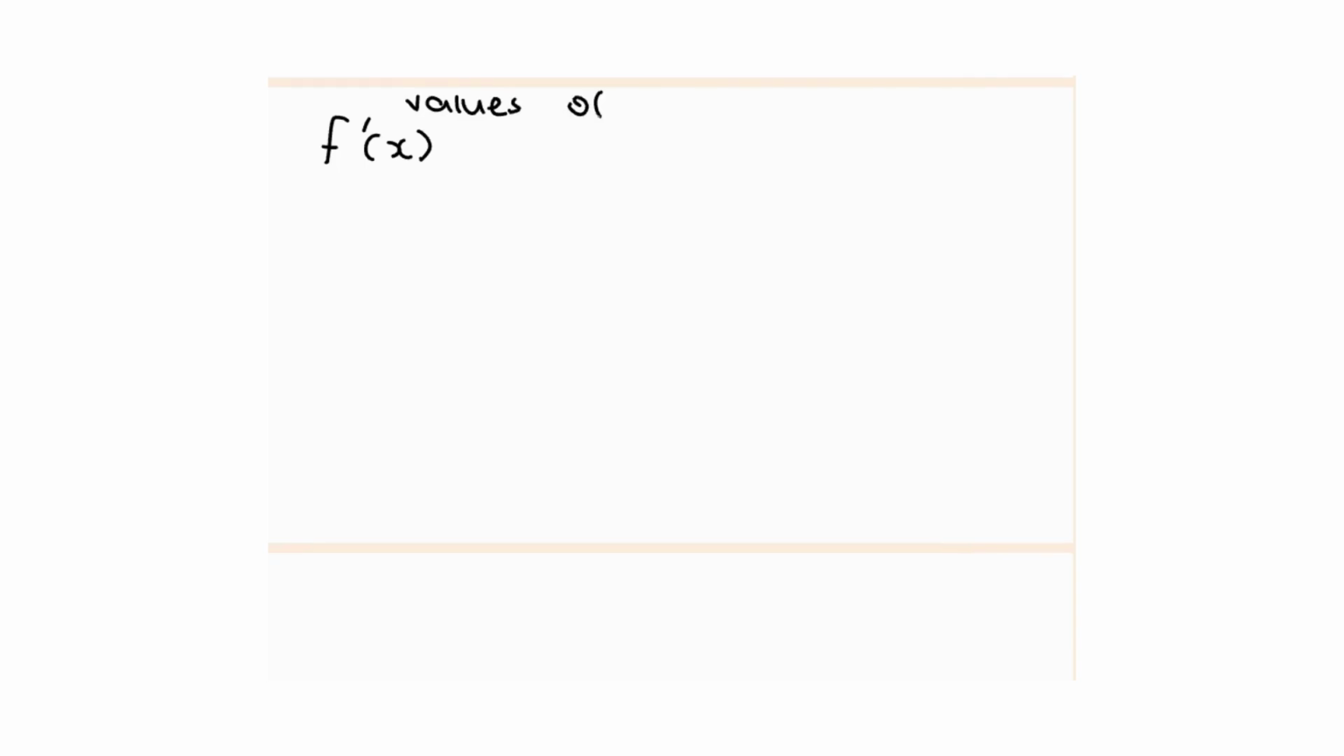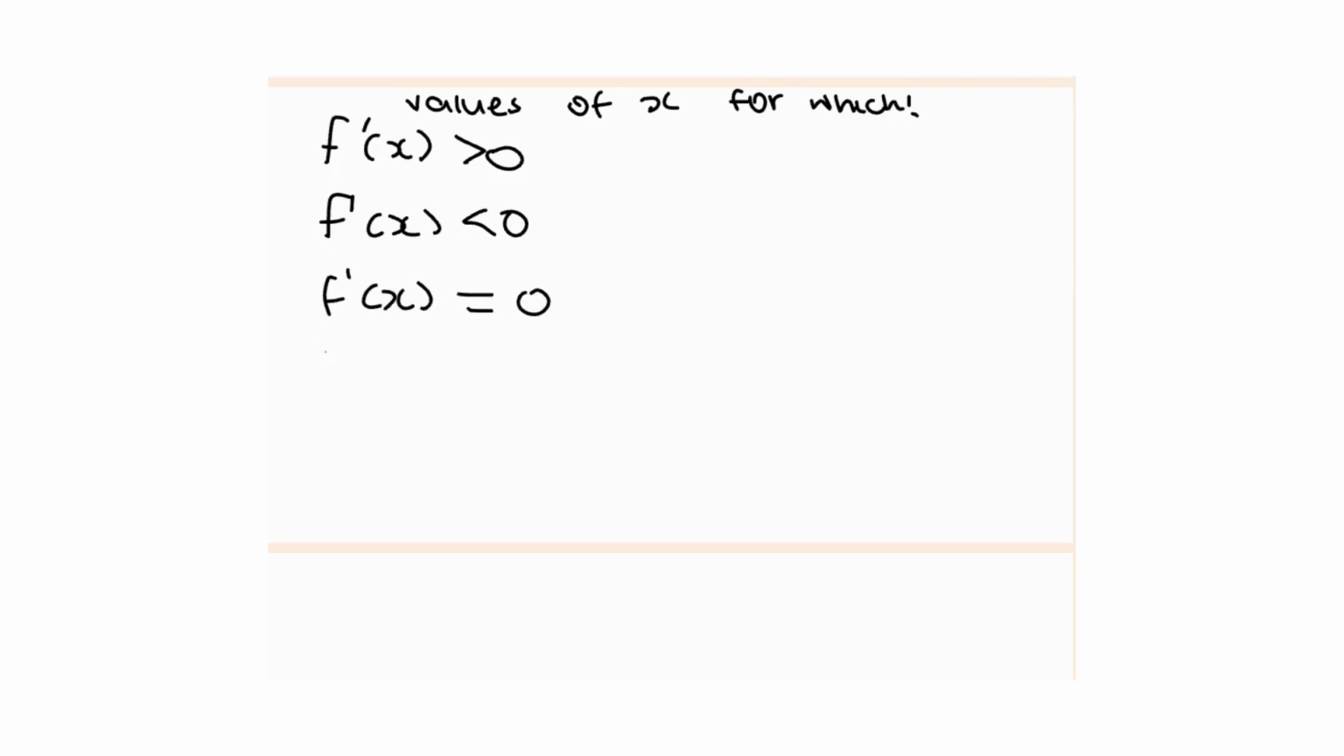So they can pop a question on your f prime x. We have seen that f prime x has to do with the turning point, and we said f prime x is the gradient. So they can ask for the values of x for which f prime x is greater than 0, f prime x is less than 0, f prime x is equal to 0, and they can go even further to f double prime x is equal to 0.